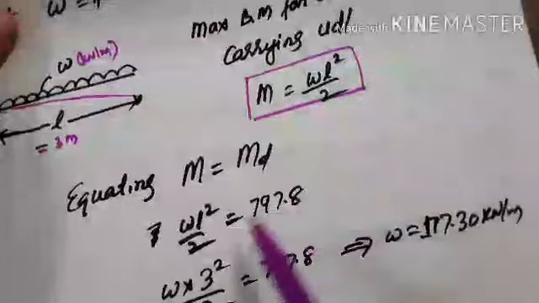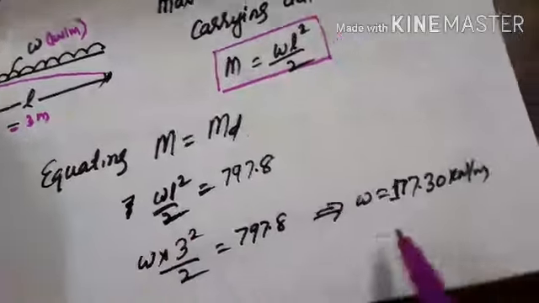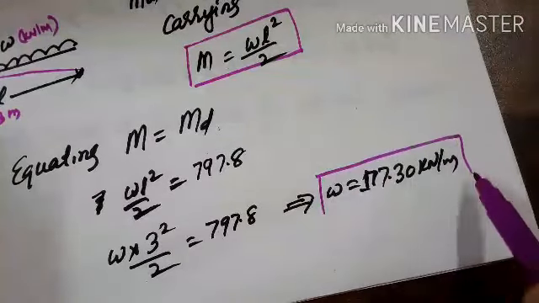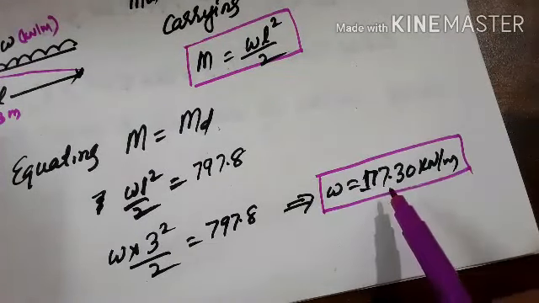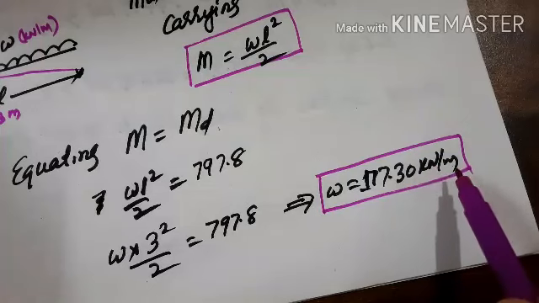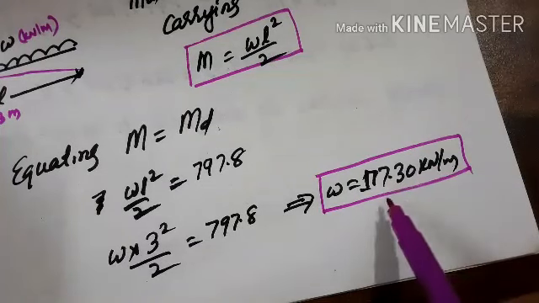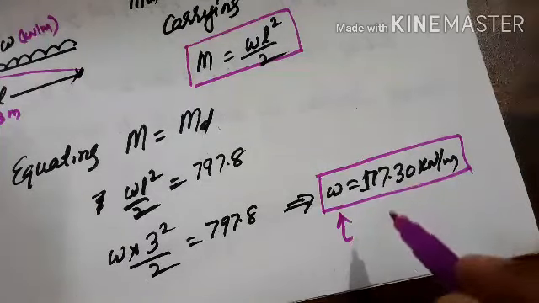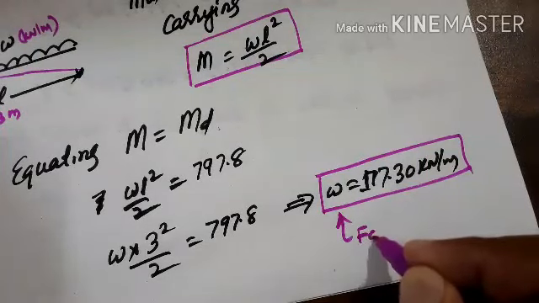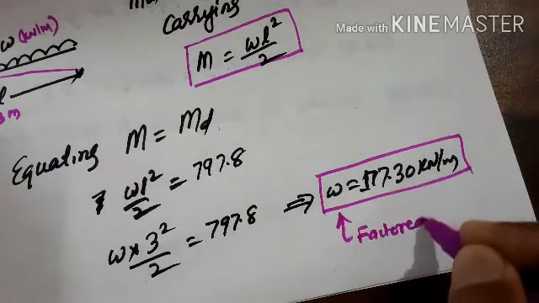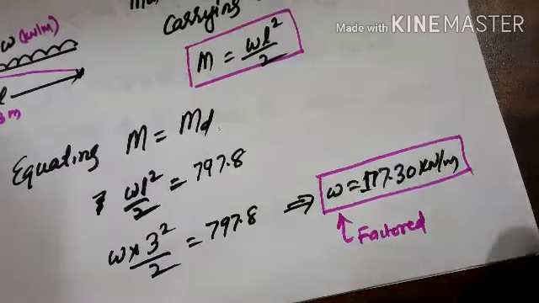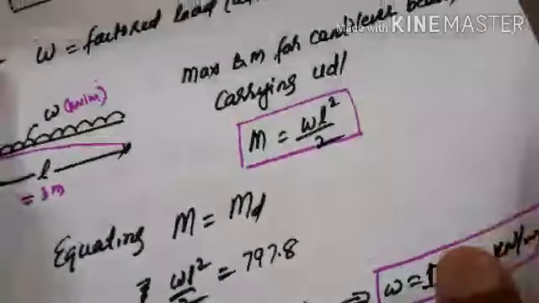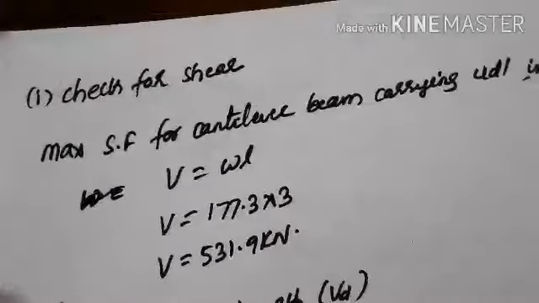Okay, so equating, we finally get the load carrying capacity, that is 177.30 kilonewton per meter. This is the factored load. So whatever you have calculated here will be the factored one. Okay, so once we know this one, let us check the shear. So very easy. Check for shear.